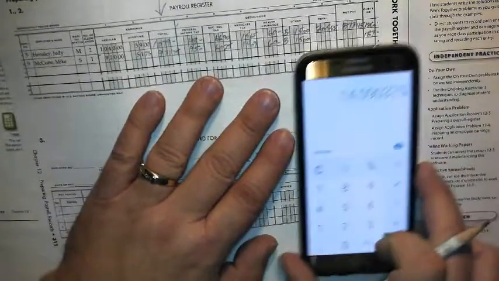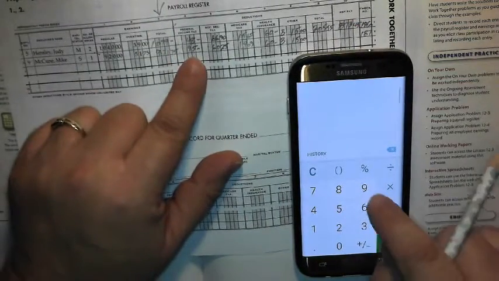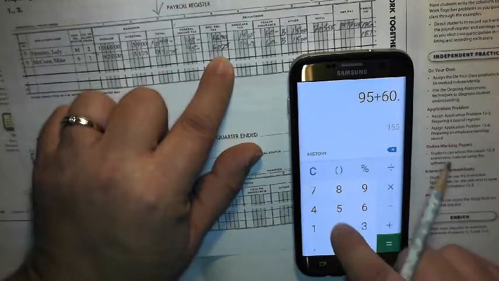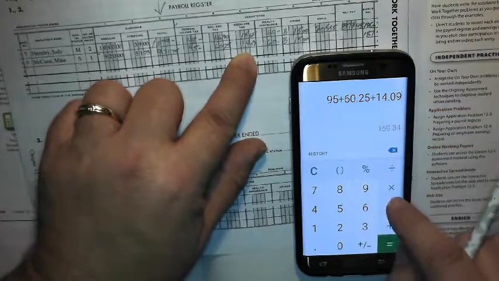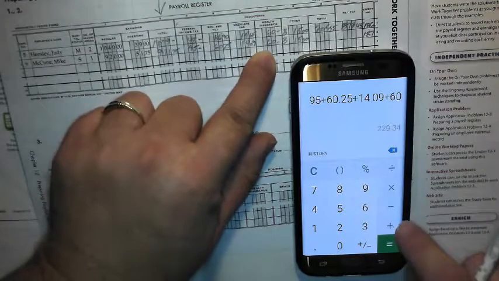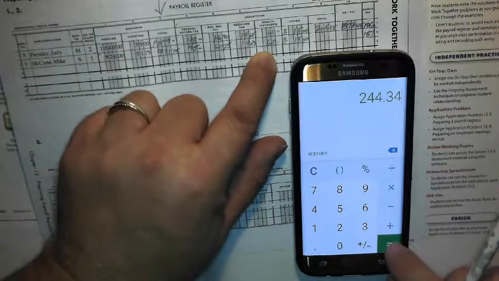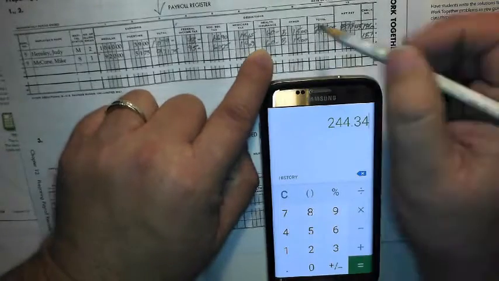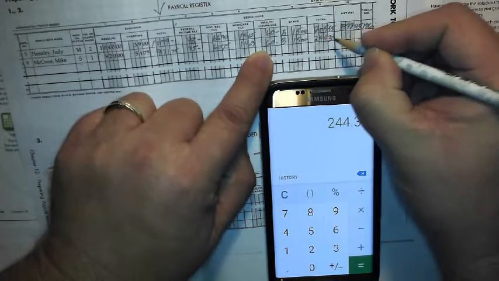So now we'll add all of the deductions up. We have 95 for federal, 60.25 for Social Security, 14.09 for Medicare tax, 60 for his insurance, and 15 for his savings bond. So that's $244.34 for the total withholdings.